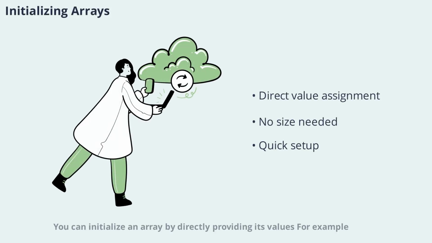You can initialize an array by directly providing its values. For example, int i[] = {1, 2, 3, 4, 5, 6, 7, 8, 9, 10} instantly fills the array with these numbers. Similarly, char ch[] = {'a', 'b', 'c', 'd'} creates a character array, and float f[] = {10, 20, 30, 40, 50} creates a float array. This method is quick and doesn't require you to specify the size, as it's determined by the number of values you provide.